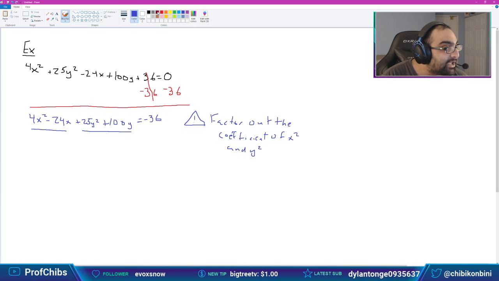Of x squared and y squared. So I'm going to factor out 4 out of this. And that will leave me with x squared minus 6x. Alright. Bring down that plus. And I factor out a 25 out of this. And I get y squared plus 4y.